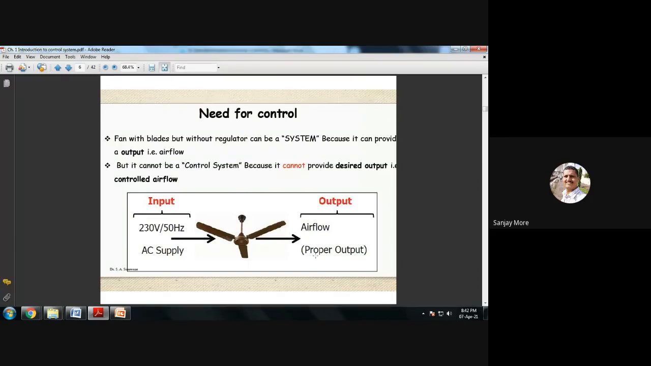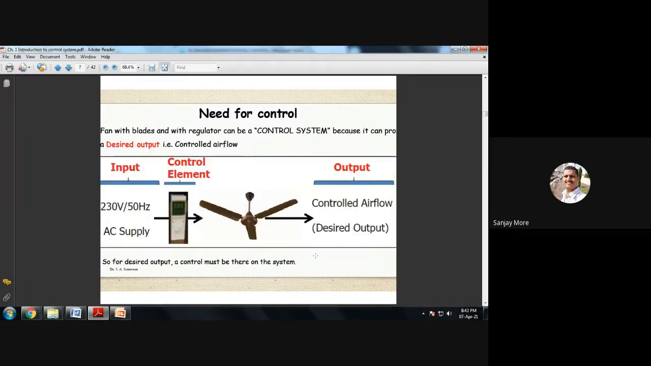Okay, means if you have not given the input of 230 volts AC supply, the fan does not rotate in the proper way and does not pass the airflow, means the output will not be obtained. So that's why any instrument, any machine, any machinery or any equipment requires a control system. If you have not given a control system, they do not give the proper or desired output. Okay, see one more example. The control system is the basic need or backbone of any instrument or any machine.